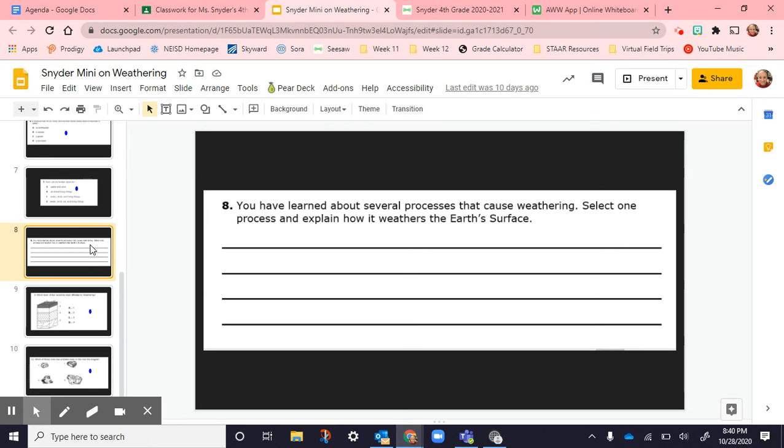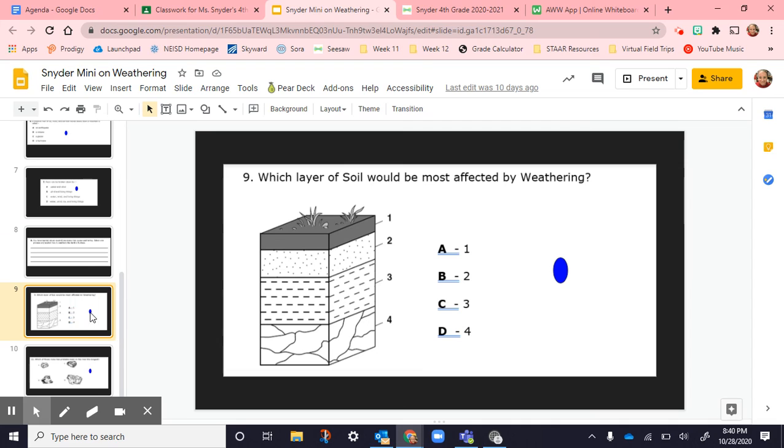8, you've learned about several processes that cause weathering. So think about wind, water, ice, living things. You're going to select one of those processes and explain it. And you're explaining how it weathers Earth's surface. So how does the wind change Earth's surface? How does water change Earth's surface? So pick one and describe that process.